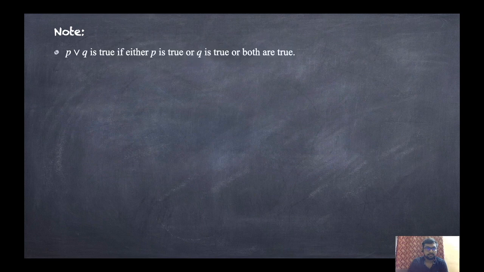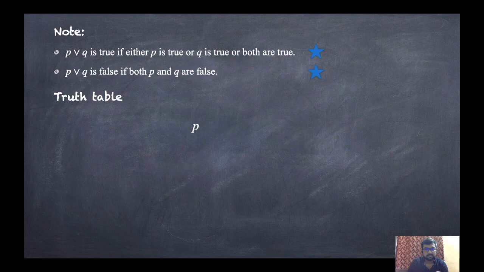Note: P or Q is true if either P is true or Q is true or both are true. P or Q is false if both are false. Let us discuss the truth table. These both are important.